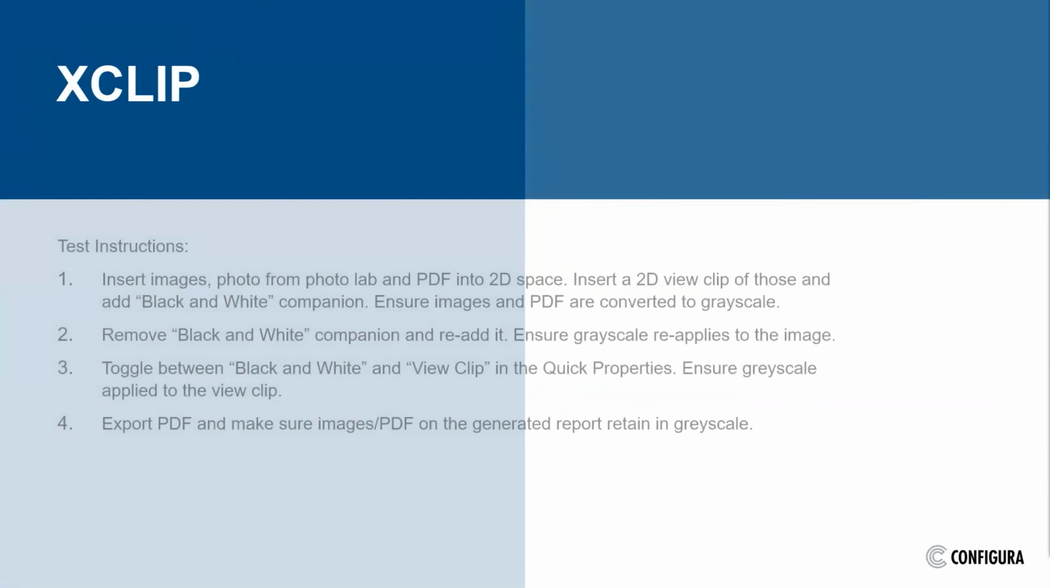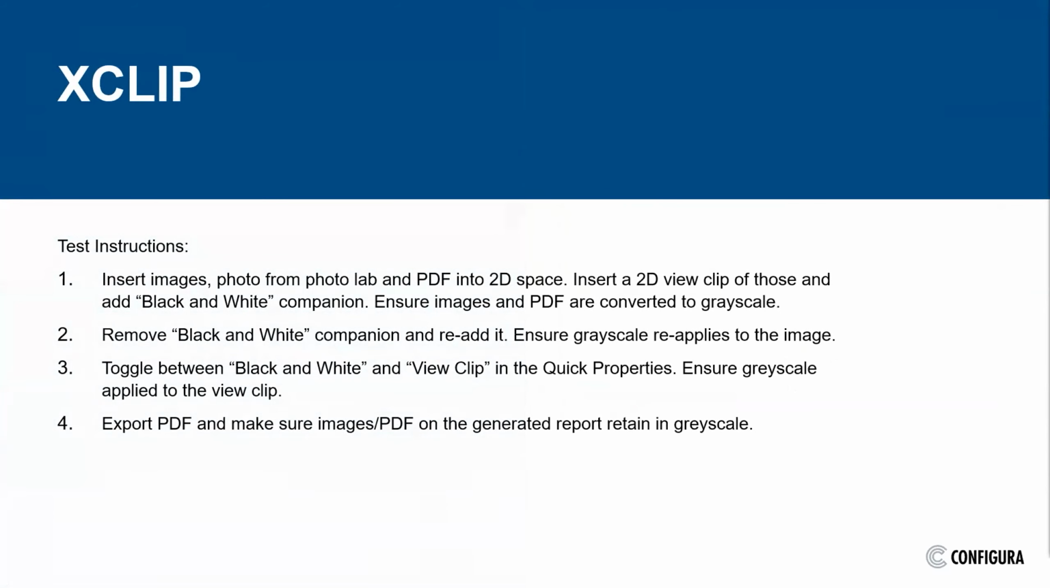What we would recommend you to check on your side is to insert images, photos from PhotoLab and PDFs into the 2D space, and then insert a 2D view clip of those, including those two, and add the black and white companion in the view clip. Ensure that the images and the PDFs are converted to grayscale. Then try to remove the black and white companion and add it back again to the view clip. Ensure that the grayscale reapplies to the image. You can also try to toggle between the black and white and the view clip in the quick properties, and ensure that grayscale applies to the view clip as well. Also, try to export PDF and make sure the images or PDF on the generated report are retained in grayscale.